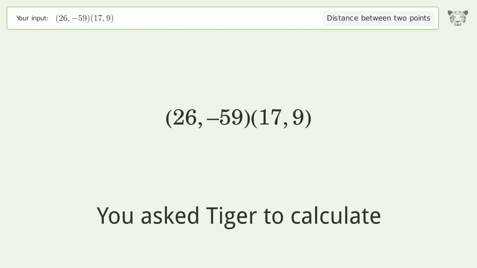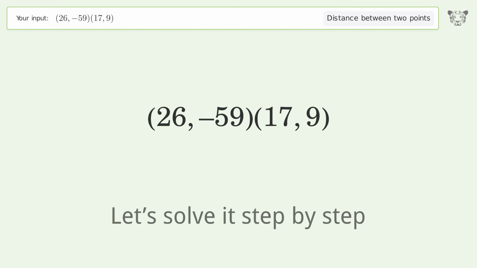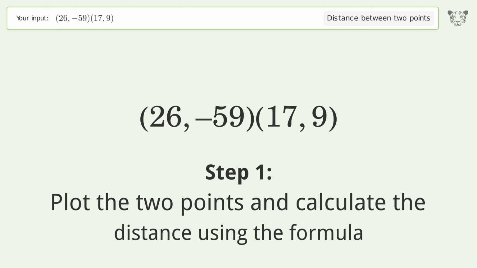You ask Tiger to calculate. This deals with the distance between 2 points. The distance between the 2 points is the square root of 4,705 or 68.593. Let's solve it step by step. Plot the 2 points and calculate the distance using the formula.